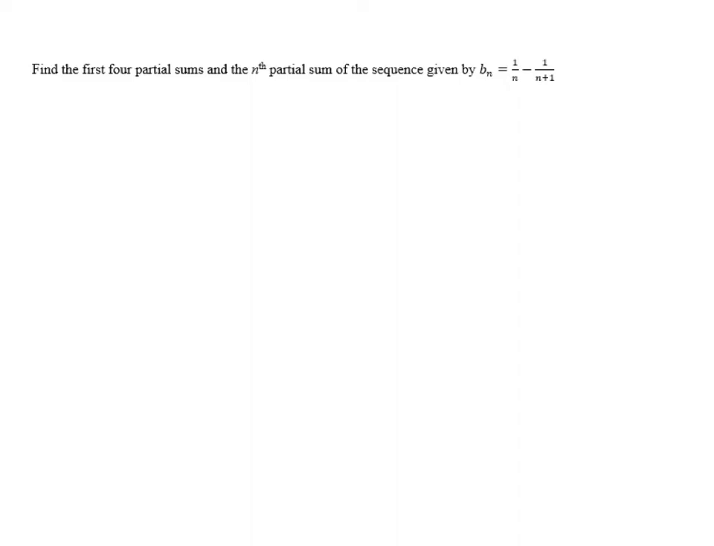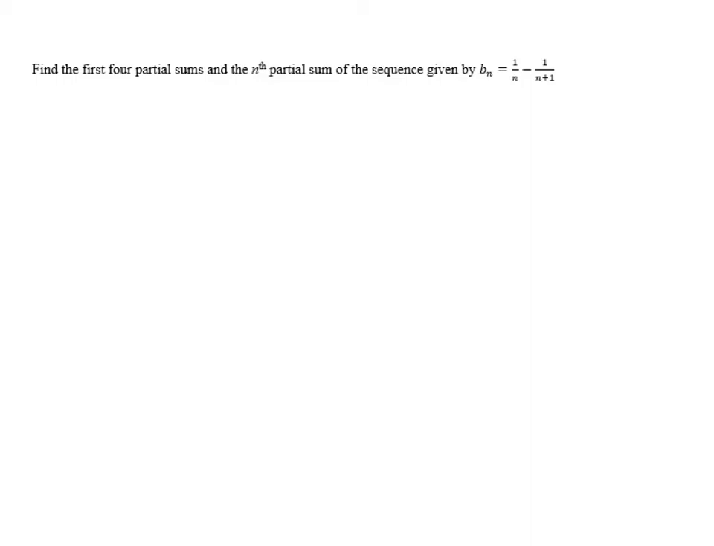Find the first four partial sums and the nth partial sum of the sequence given by b sub n equals 1 over n minus 1 over n plus 1. Let's start by looking at the individual terms of the sequence here.